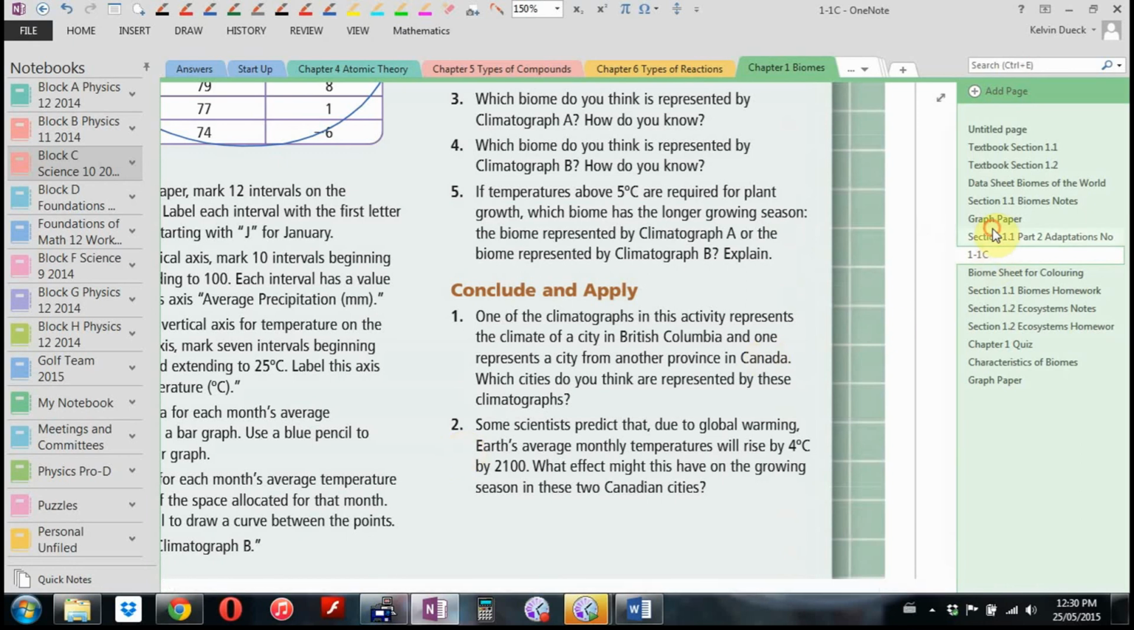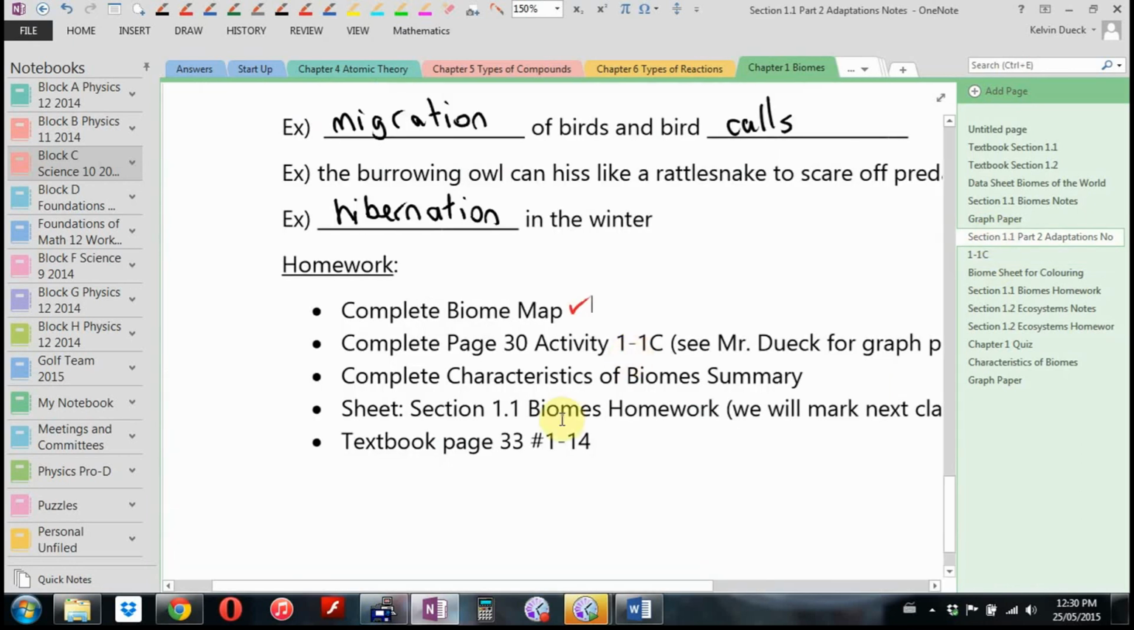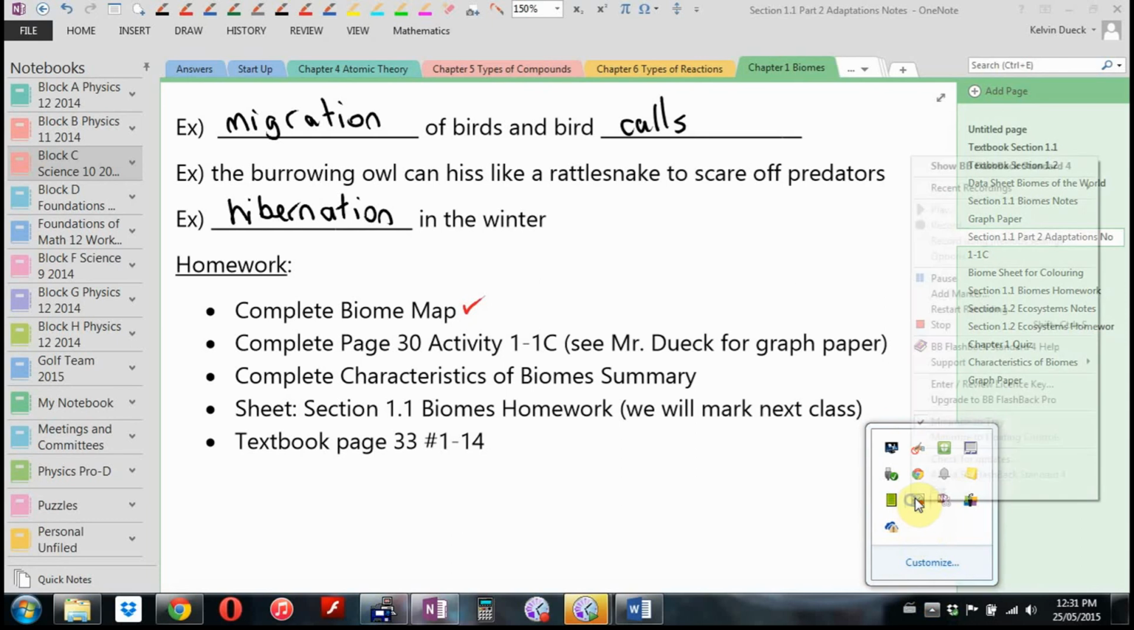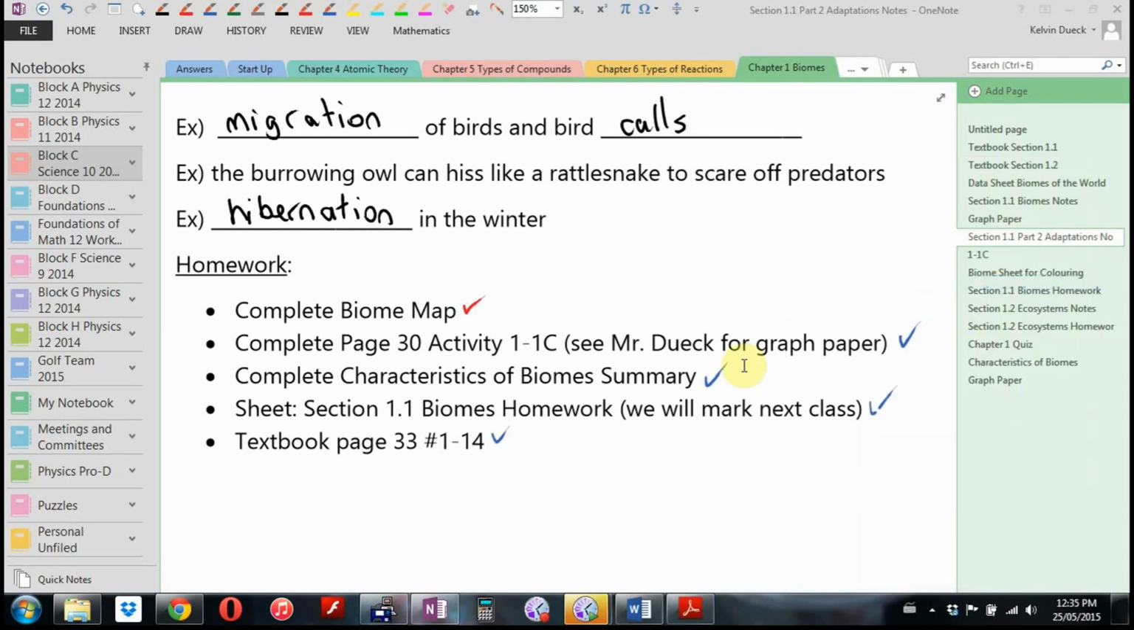So, homework. That is the page 30 activity. See Mr. Dueck for graph paper. I gave you graph paper. If you botch it, I have more. If you want rulers, I think behind Julie on the counter, is there a stack of rulers there? Or maybe it's not there anymore. Let me go look. Any questions on all the homework?